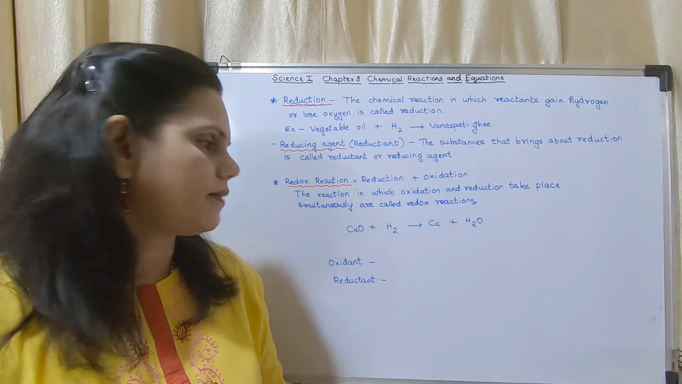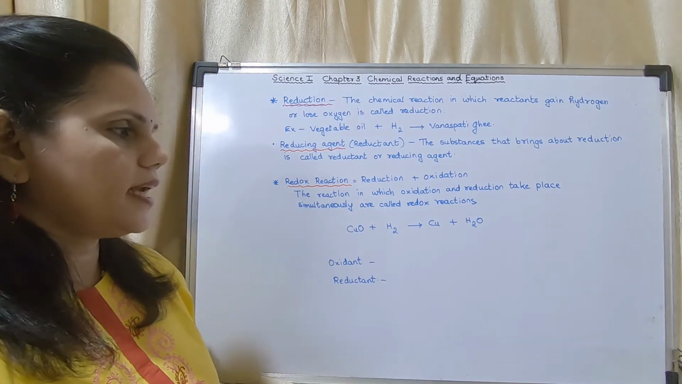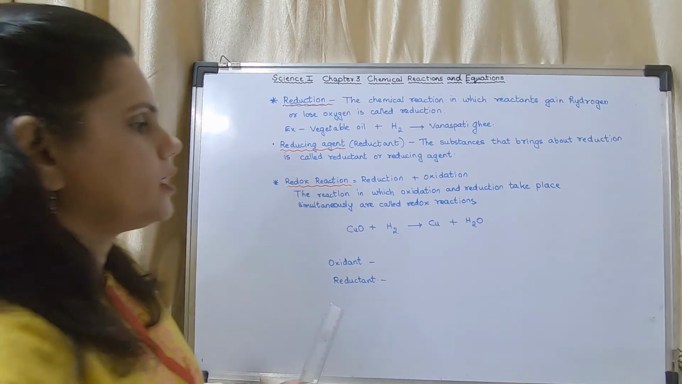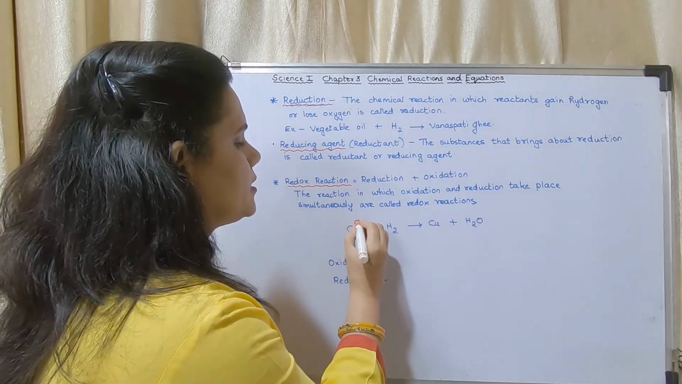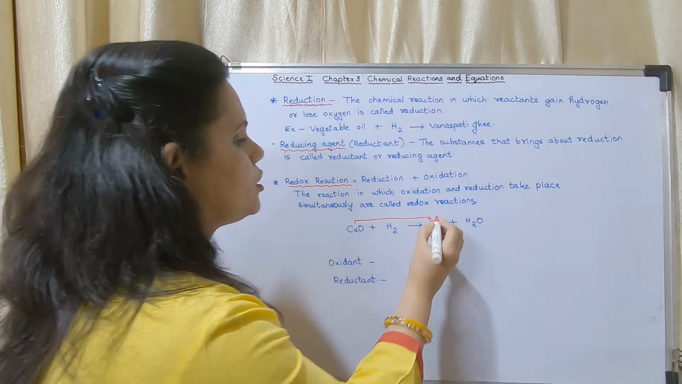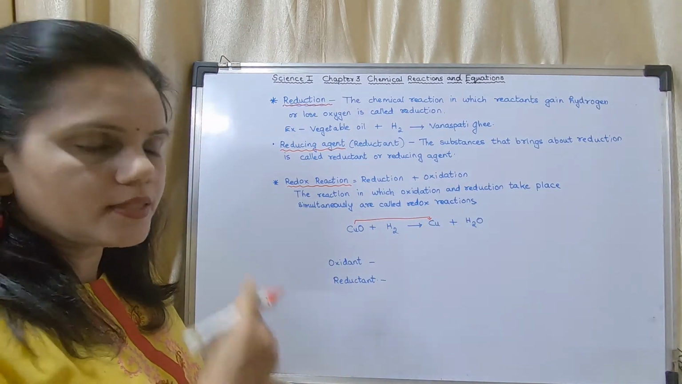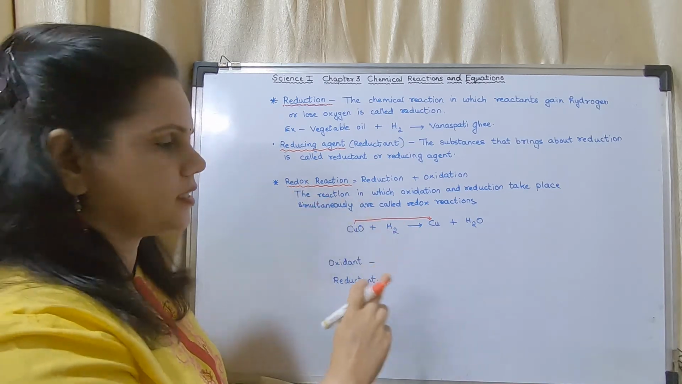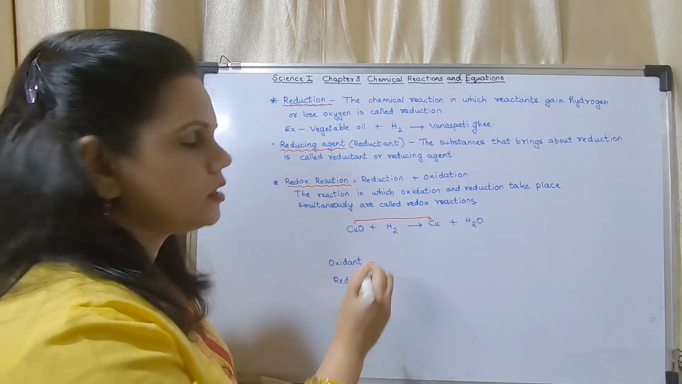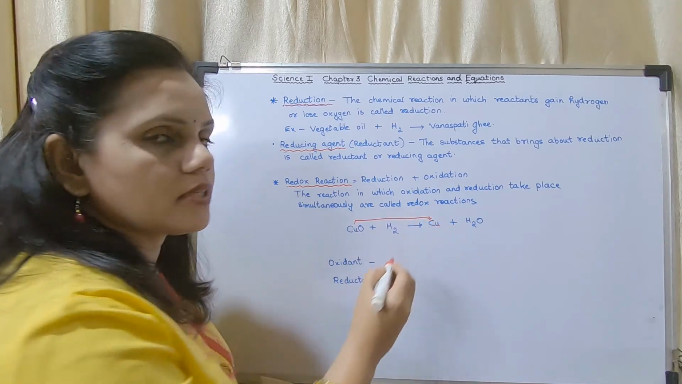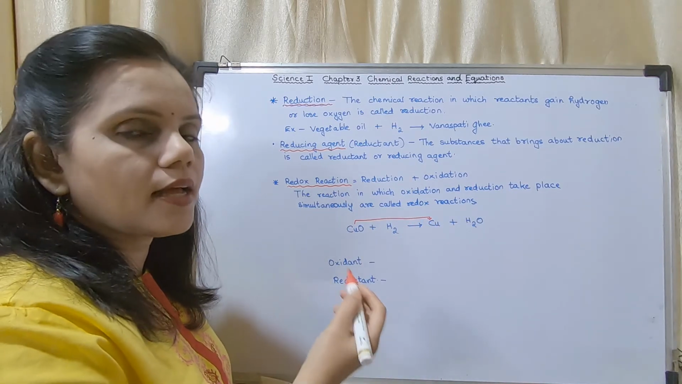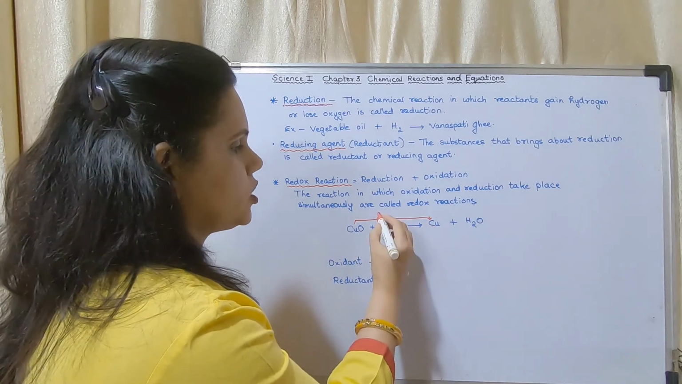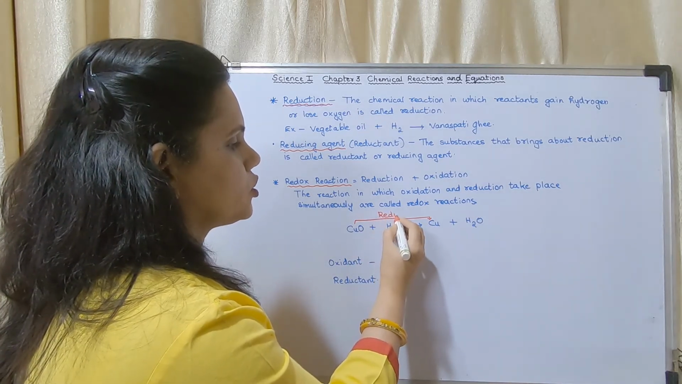Now the example they have given: CuO plus H2 gives Cu plus H2O. In this case you may see CuO is getting converted into Cu. Now while showing redox reactions you have to show it like this. You have to write the equation. You have to show with a pencil which one is oxidation and which one is reduction. Here CuO is losing oxygen, so it is reduction.